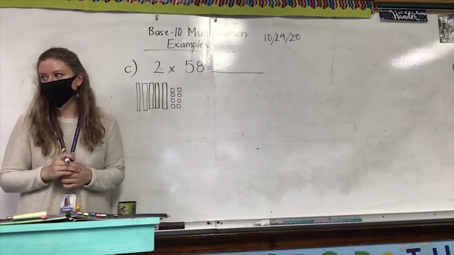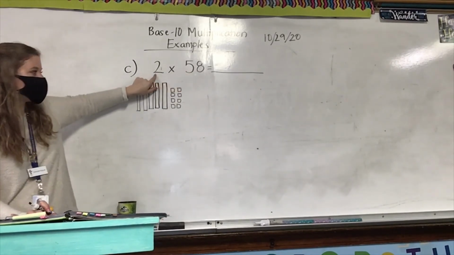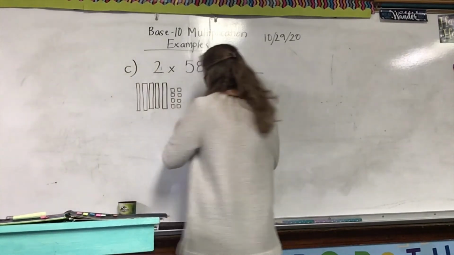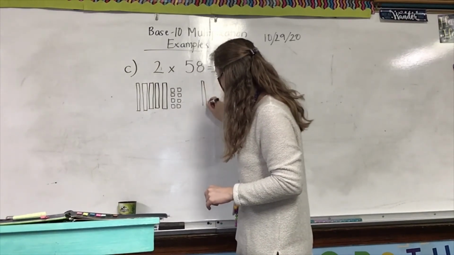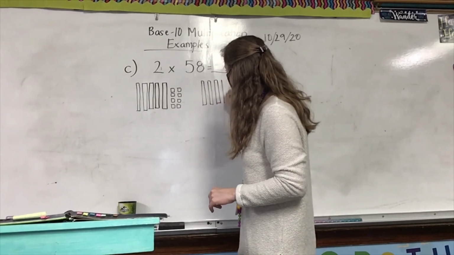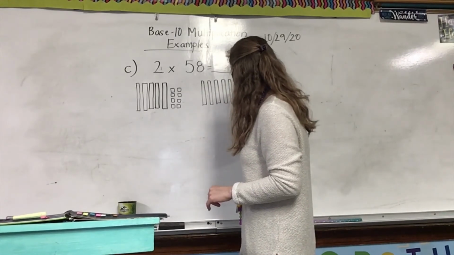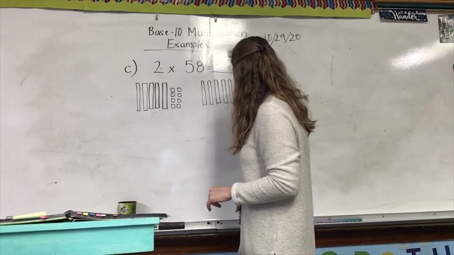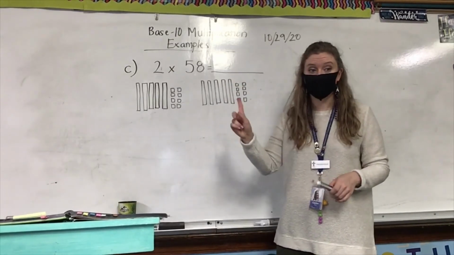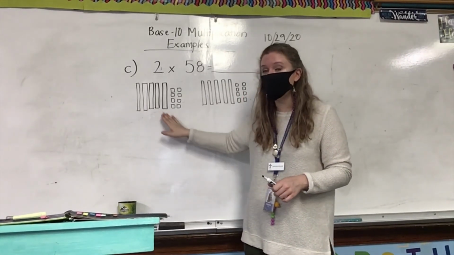Am I done? No, I modeled my larger factor with base 10 blocks. What does this smaller factor tell me to do? Do it again. I have to repeat it twice. I've modeled it twice. Now I'm going to go back and I'm going to count to make sure I have the right amount of blocks. So I'm going to make sure I have 5 10 rods and 8 ones.